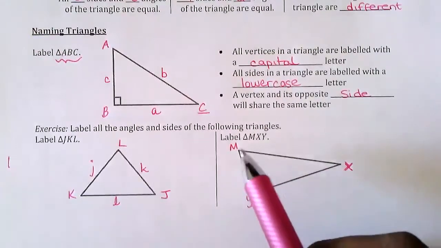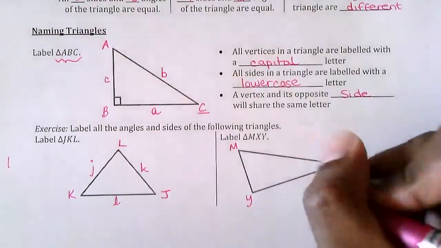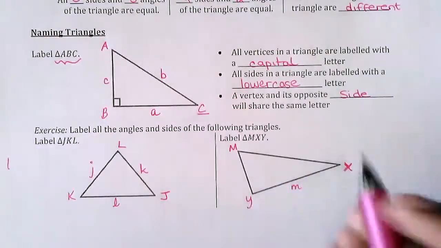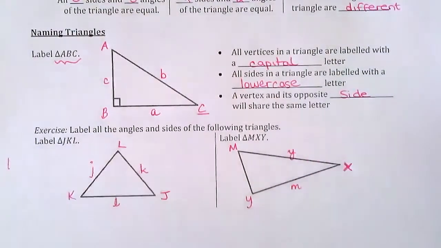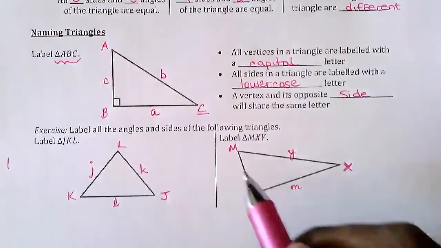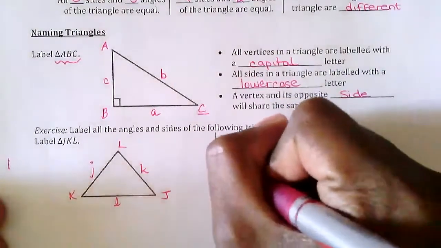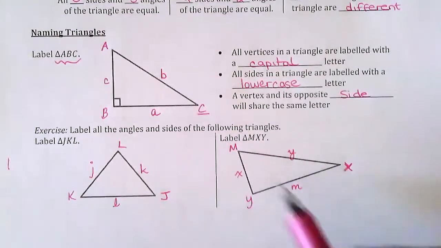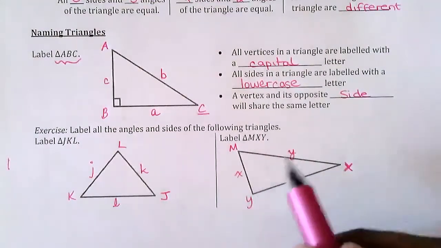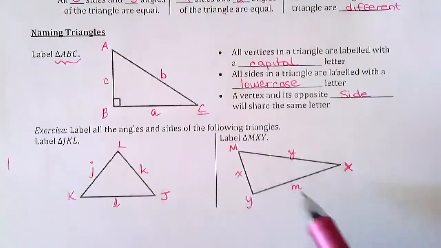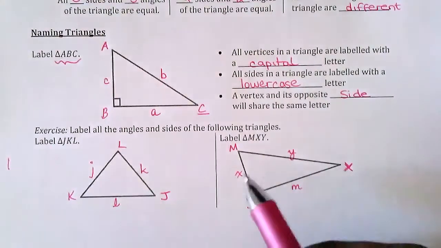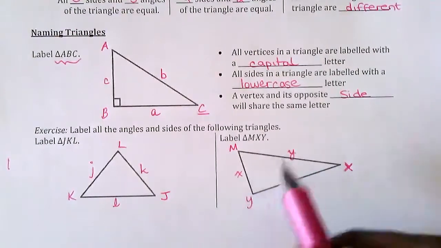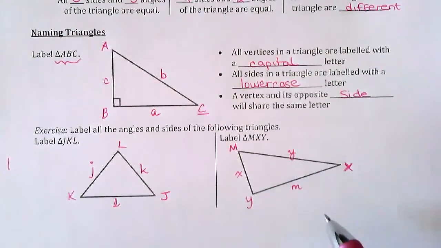And then you do the side lengths. So the opposite of this is here. This is lowercase m. The opposite of this is here. This is lowercase y. And the opposite of this is here. This is lowercase x. I also sometimes try to do fancier or curved letters for my side lengths, just so I know what I'm labeling, because a lowercase x and an uppercase X and a lowercase y and an uppercase Y can look very similar.